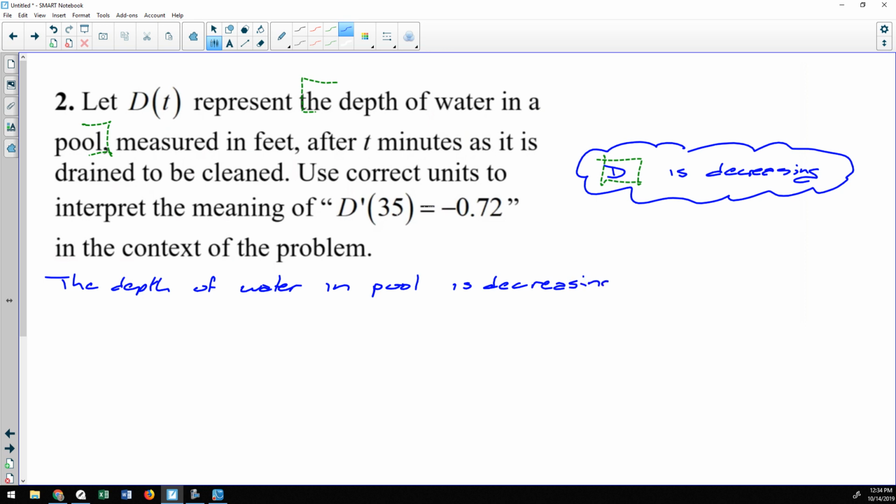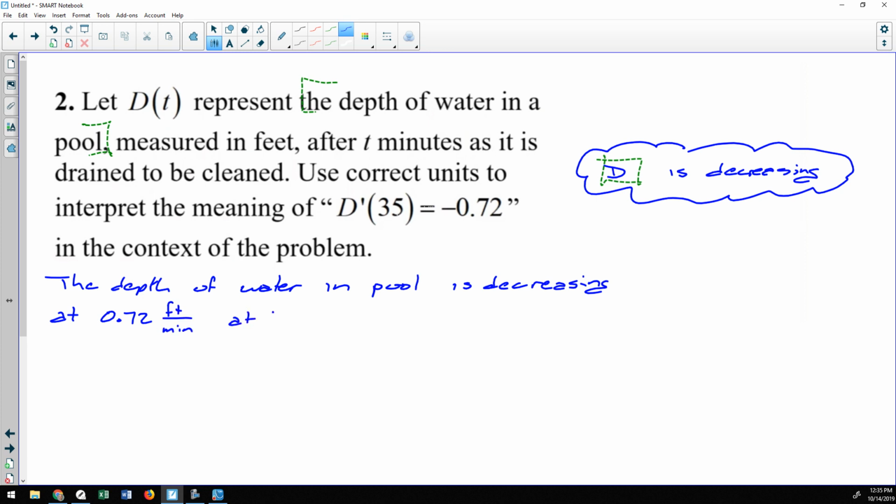So decreasing. Okay, now here's where you have to be careful. When something is decreasing, the word decreasing already implies a negative in the problem. And so I'm not going to say decreasing at negative 0.72. Because the decreasing is already taking care of the negative, we will say the depth of the water is decreasing at 0.72. And so decreasing at 0.72 units would be, let's see, the depth is measured in feet and t is measured in minutes. So my unit of change would be feet per minute.